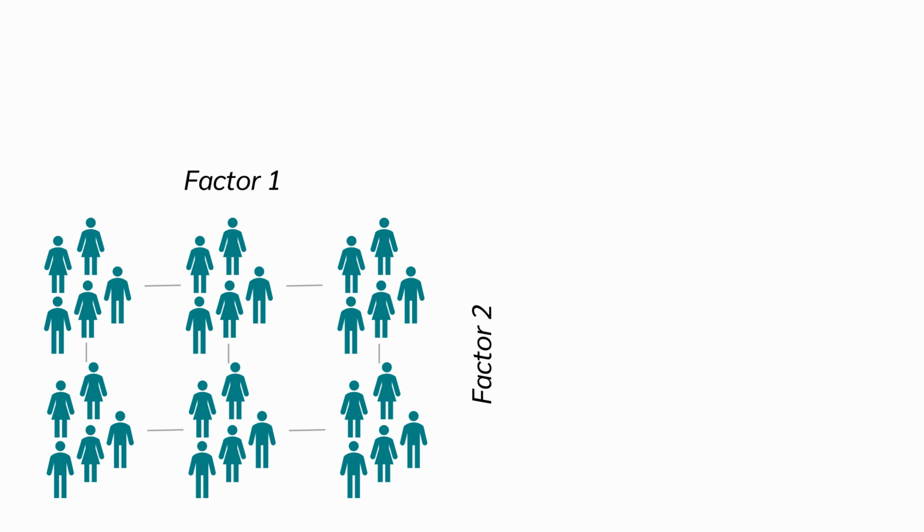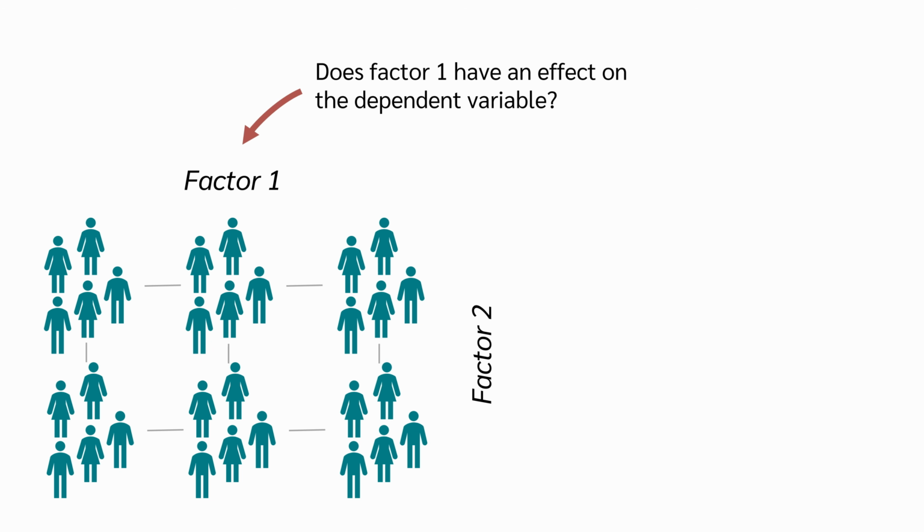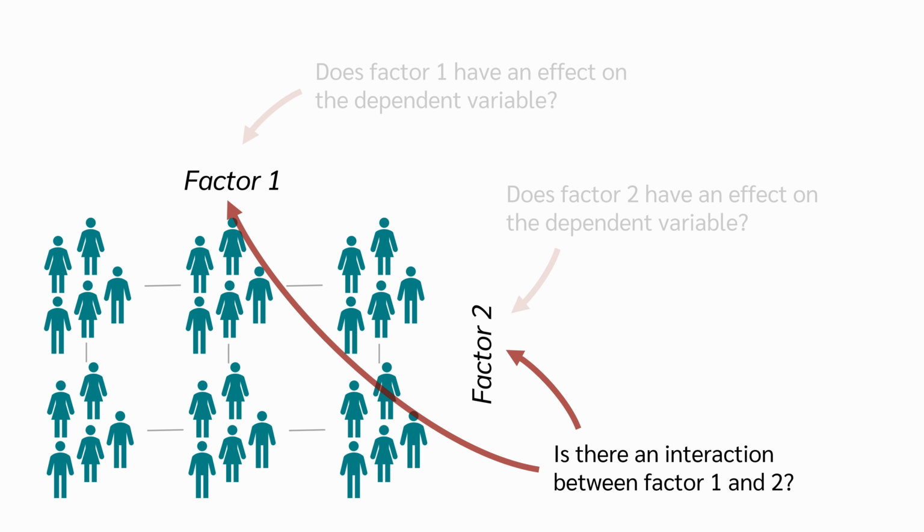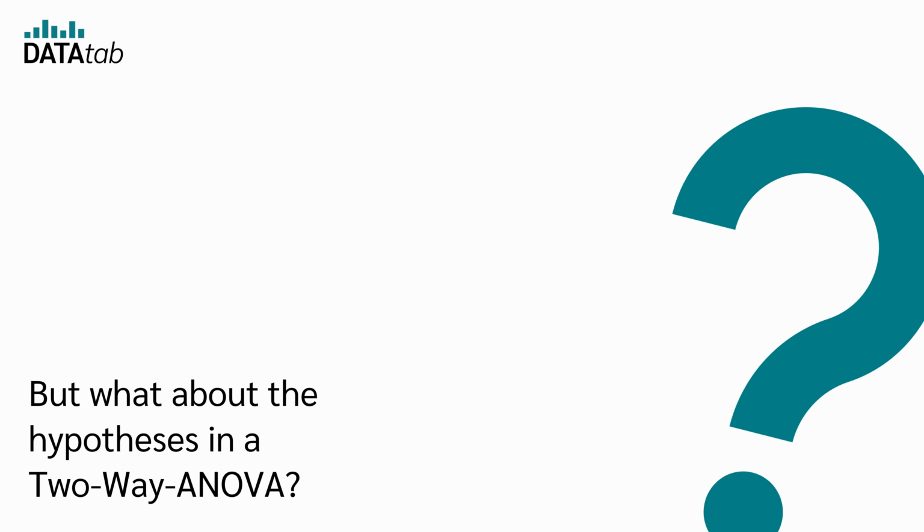With the help of a two-way ANOVA, we can answer 3 things. Whether the first factor has an effect on the dependent variable, whether the second factor has an effect on the dependent variable, and whether there is an interaction effect between the two factors. But what about the hypotheses in a two-way ANOVA? There are 3 null hypotheses and therefore also 3 alternative hypotheses.